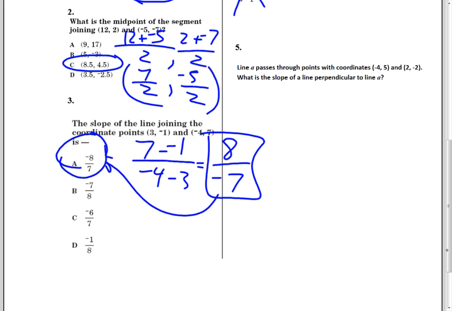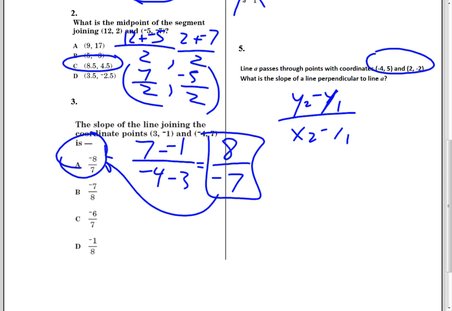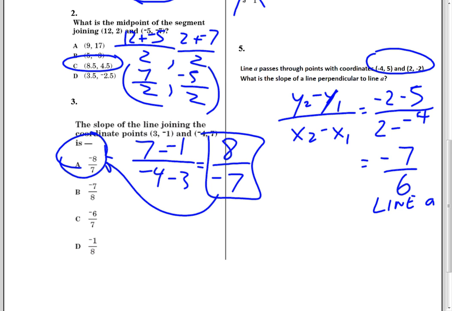For number 5, you still have to do a slope. If I do the slope, -2 minus 5, 2 minus -4, you end up with that. That is not your answer. That is the slope of line A. What is it asking for? We now need something that's perpendicular to that.